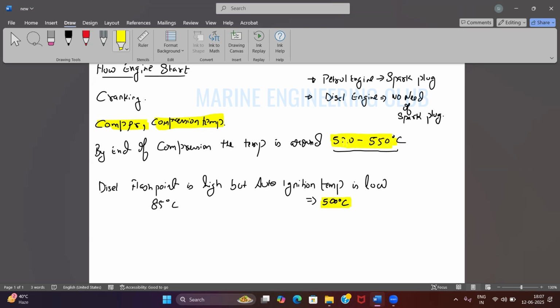Whatever temperature I'm getting at the end of the compression, is it lying in between this? Auto ignition temperature is low, I'm comparing it with petrol. Don't worry, I will come to that. So it is obviously less than what I've generated already at the end of the compression. So, sir, will the fuel ignite by itself?